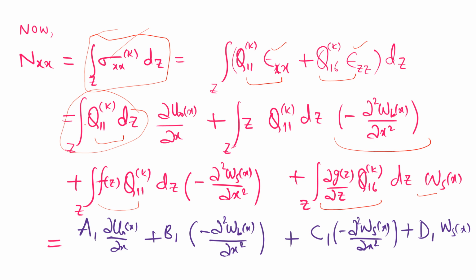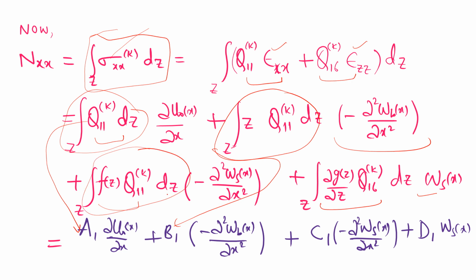So now this becomes A1, and the integration of this part becomes B1, and then this integration, f(z) times Q11 k dz, becomes C1, and this integration part, which is a function of the material properties and z, becomes D1. Okay, so this is the Nxx.